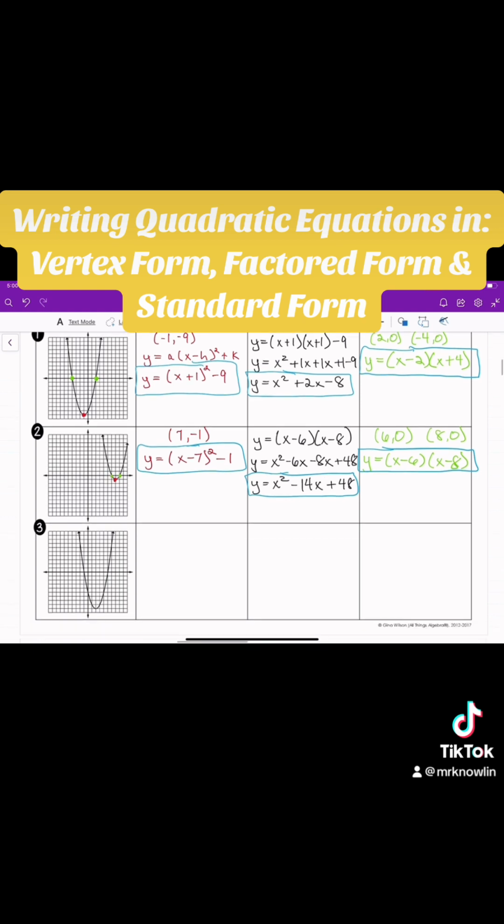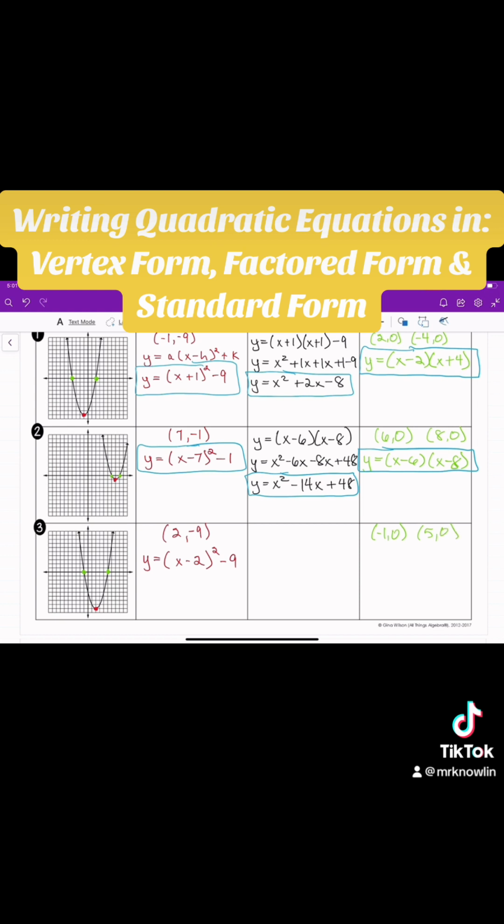All right, number 3. Once again, the vertex form: identify the vertex. So our vertex is there. Our vertex is +2, -9. So when we write it in vertex form, we would write it as y equals (x minus 2) squared minus 9. And if we want our factored form, we have to identify our x-intercepts. Our x-intercepts are -1, 0, and +5, 0.